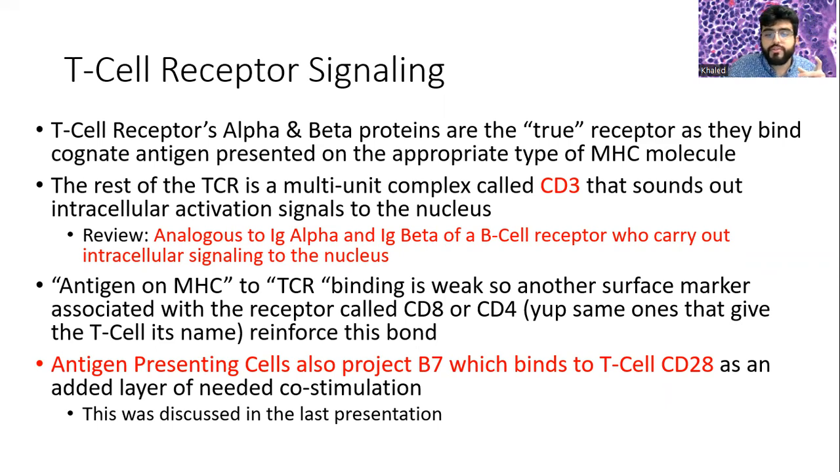Antigen presenting cells also project B7, which binds to T cell CD28, and this is an added layer of co-stimulation. We discussed this in the last presentation, but like I said, this presentation just builds on everything. I have a slide toward the end of this presentation that puts everything together, and there's also an added step. But it'll give you the full picture. That's what we want.